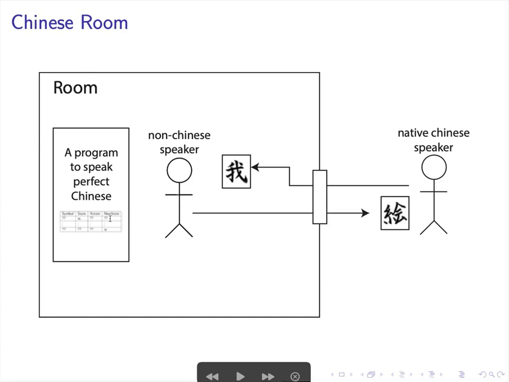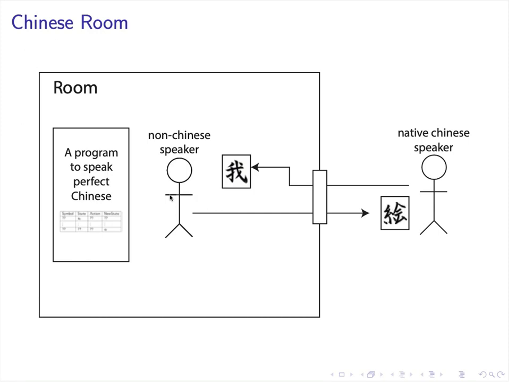We are assuming this program can simulate a perfect conversation, which makes the person using these rules indistinguishable from a native Chinese speaker. Basically, the person outside the room will not notice that the person inside the room is not Chinese. Probably this person will think that the person inside the room is Chinese, right? Because they're having a conversation in Chinese. It's just that this person doesn't know Chinese.